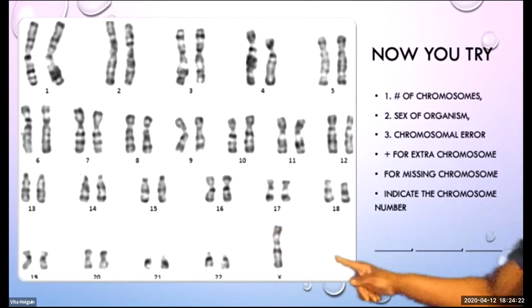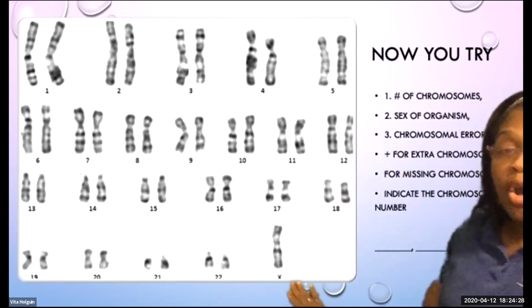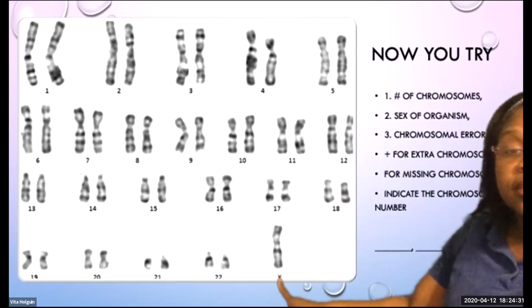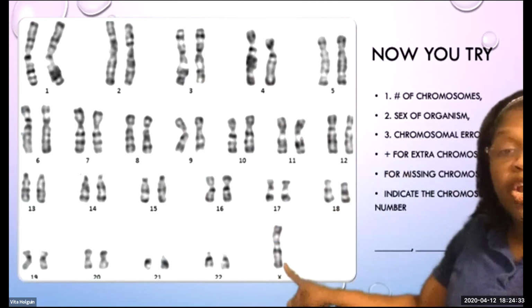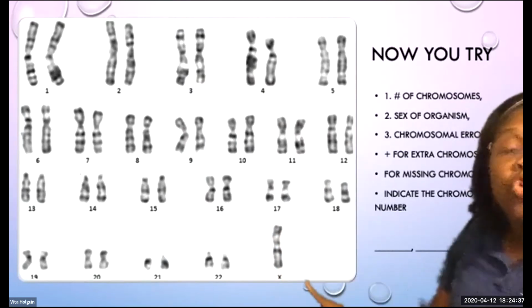Remember, your 23rd chromosome still has to have 2, guys. You got to have 2 of everything. Over here, I only have an X. 1 X. I don't see 2 X's, and I don't see a Y. This child is missing a chromosome.